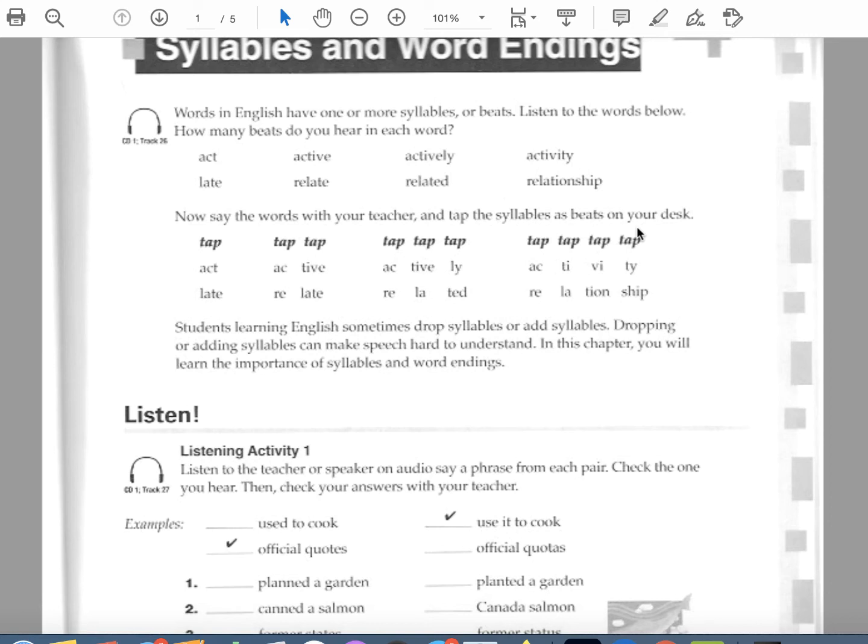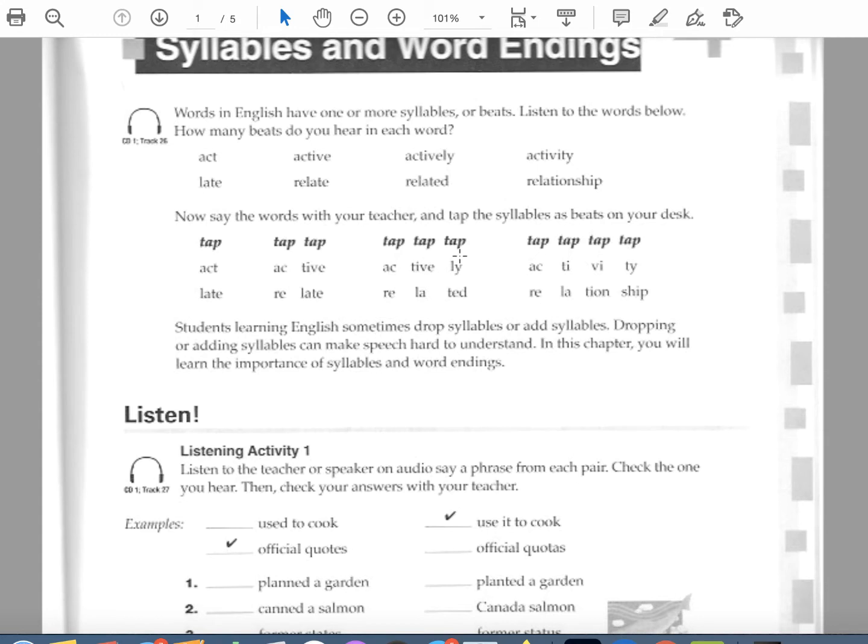Okay, everyone, welcome to week 4, and we're getting started on chapter 4, so that matches up pretty nicely. In this lesson, we're going to look at syllables and word endings, and especially one particular rule that we're going to concentrate on this week.